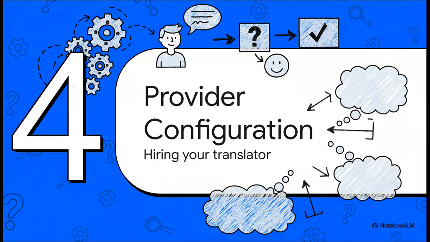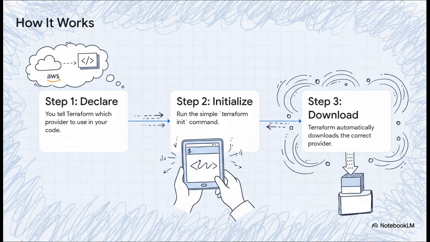Now, you might be thinking this is where it gets complicated, right? But I've got good news. It is literally one of the simplest things you'll ever do in Terraform. It's just 3 little steps. Look, step 1, you just declare the provider you need in your config file. That's it. It's like writing, hey, I need the AWS translator. Step 2, you run one single command, terraform init. And for step 3, well, there is no step 3 for you. Terraform just handles the rest. It automatically goes out, finds, and downloads the exact provider you need.